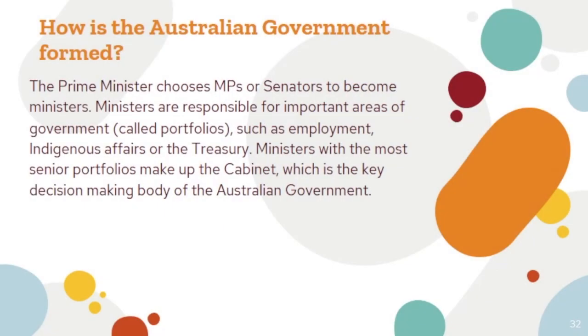The Prime Minister chooses MPs or senators to become ministers. Ministers are responsible for important areas of government called portfolios, such as employment, Indigenous affairs or the Treasury. Ministers with the most senior portfolios make up the Cabinet, which is the key decision-making body of the Australian government.